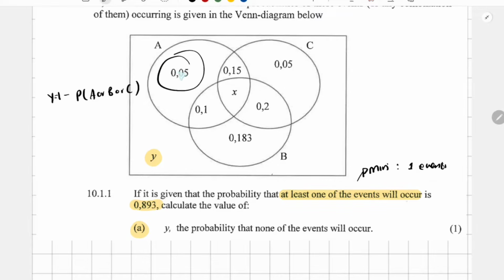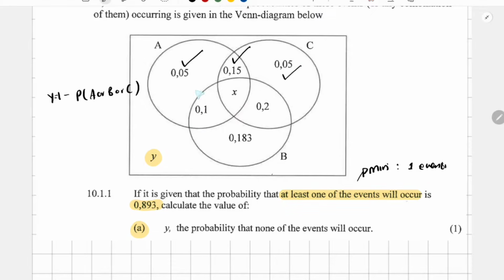So look at this one. How many events does this include? Well, this is the probability of A only. So this is included. This one, how many events is included here? This is the probability of A and C. So there's 2 events. So it's included because the minimum amount of events we must have occurring is 1 event. So as long as it's 1 or more, we take it. Look at that one, C. This amount here is for only C. So we include that because 1 event is occurring.